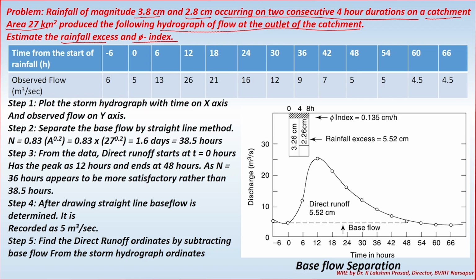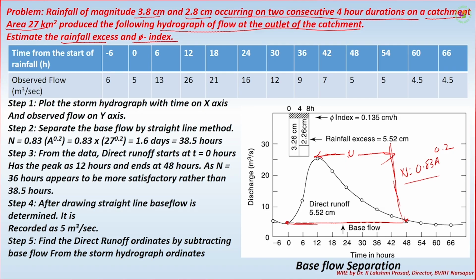Separate the base flow. How to separate the base flow? The starting point is this point, you know. The end point, how will you know? It is N days from the peak. How to get N: N is equal to 0.83 times A to the power of 0.2. Do it and put it. Then if you draw this line, whatever is below is base flow, and whatever is above is the direct runoff.